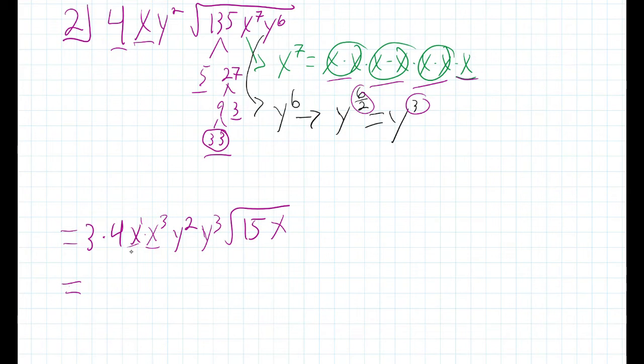So our final answer, once we clean everything up here, is going to be 3 times 4. Nice and easy, that's 12. X to the 1st times x to the 3rd becomes x to the 4th. Let me just clean that up. We get x to the 4th there. And then y to the 2nd times y to the 3rd becomes y to the 5th times the square root of 15x.